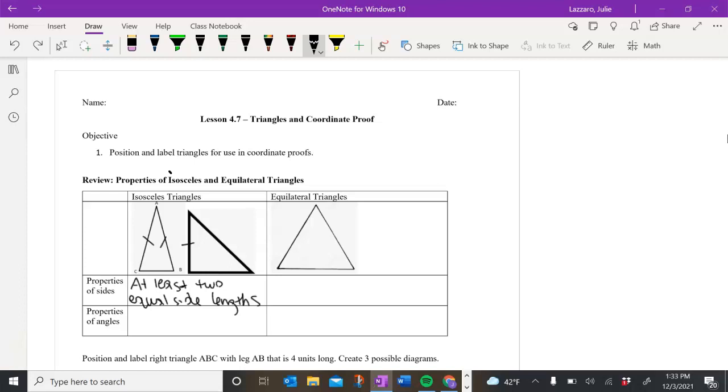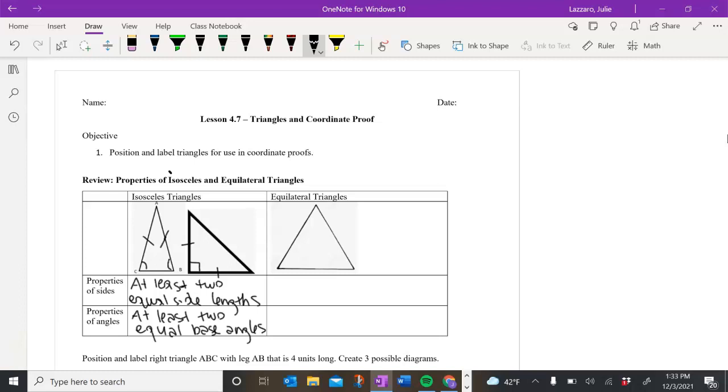Thinking about, okay, what are the properties of angles in an isosceles triangle? Well, it has at least two equal base angles. Again, if all three sides are congruent, then all three angles will be congruent. But at the very least, the two angles that are attached to the two congruent sides are going to be congruent. Here we have an isosceles right triangle. So we've got our right angle here, our two congruent sides.